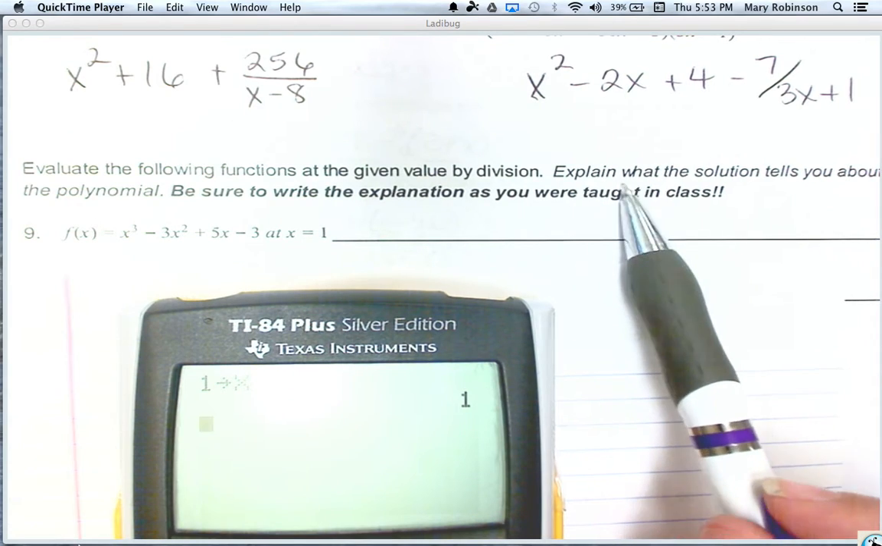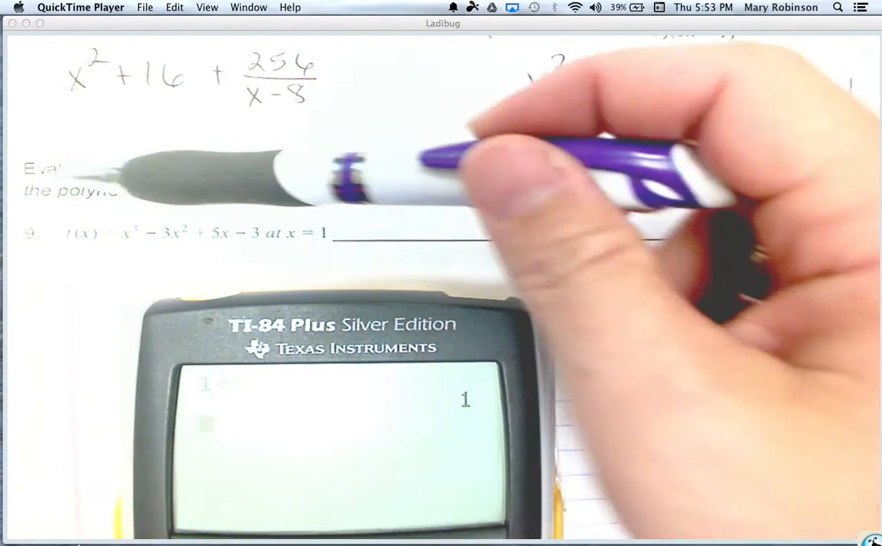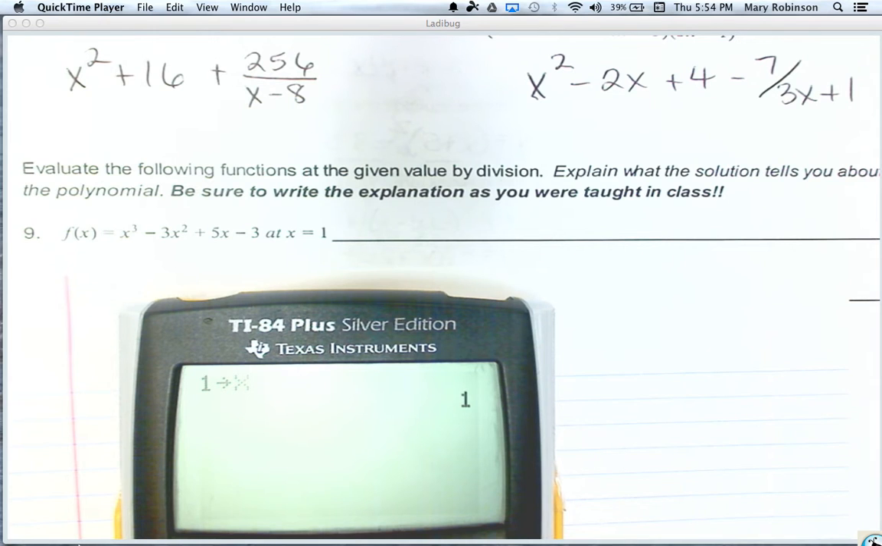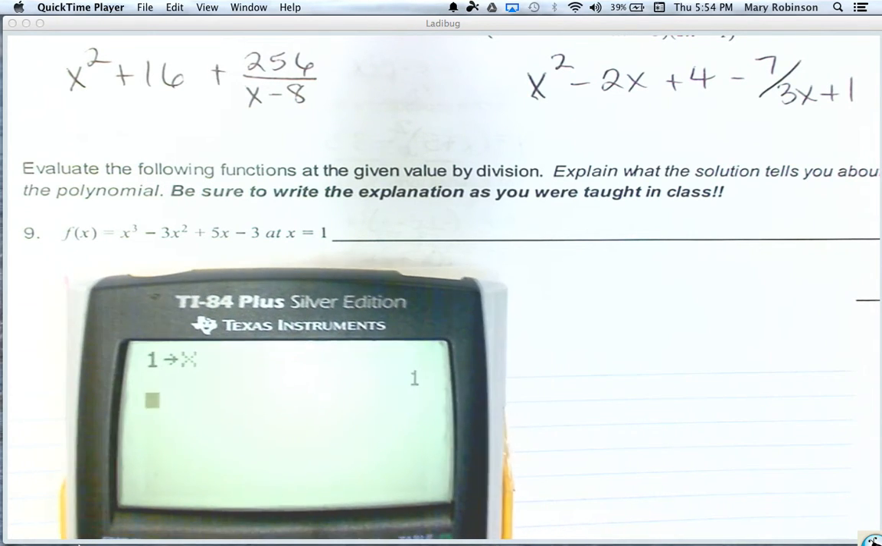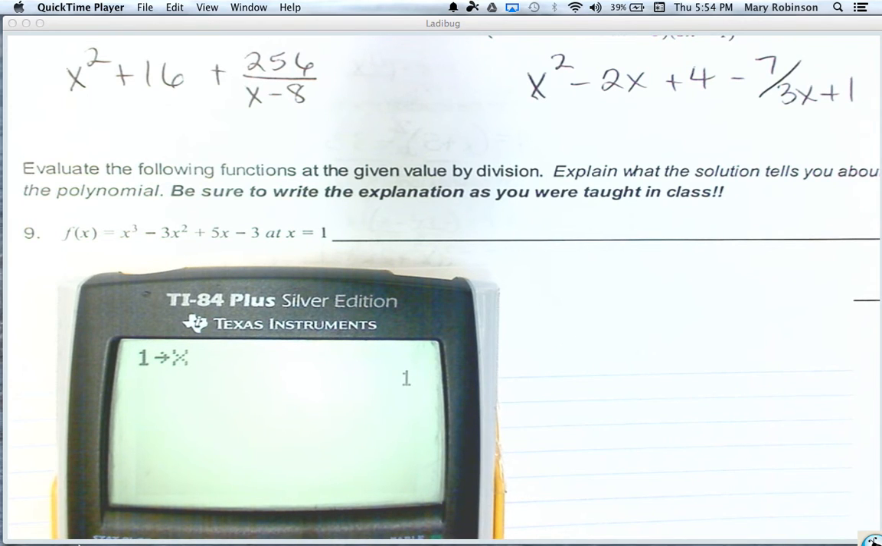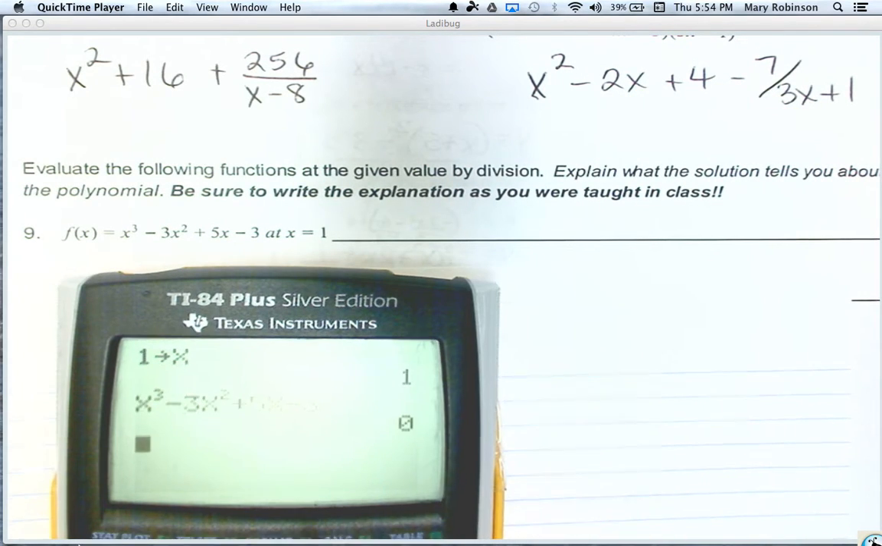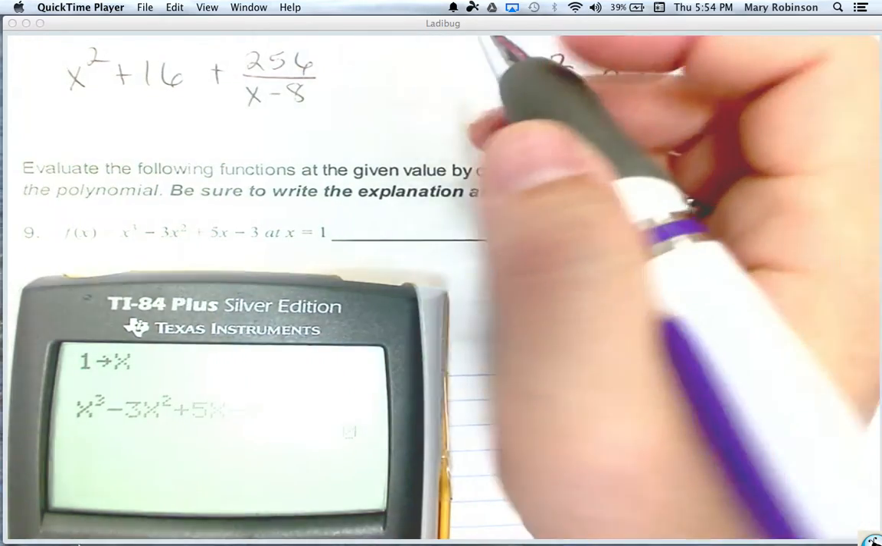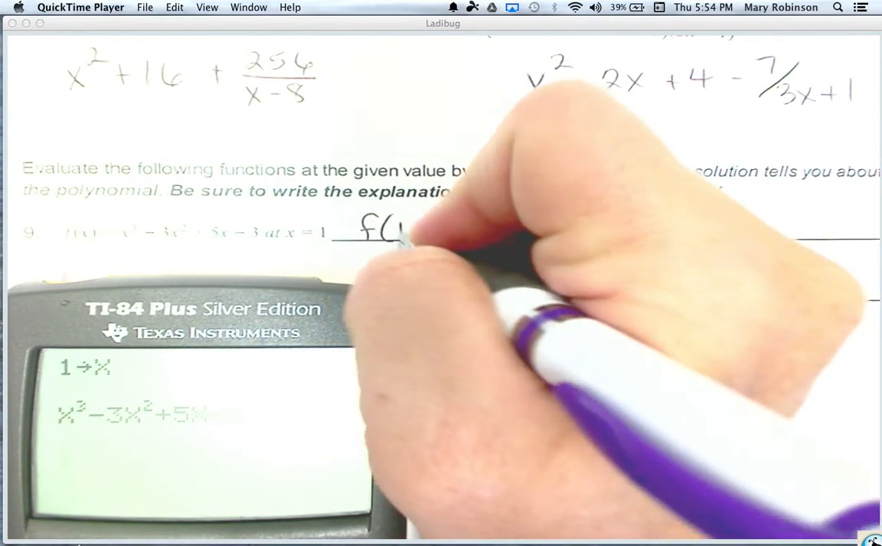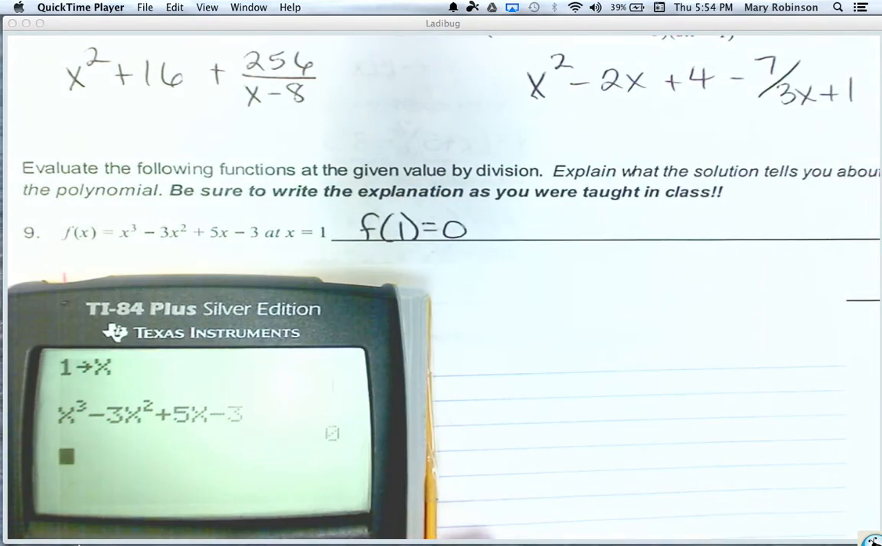By the way, it also says to explain what the solution tells you about the polynomial, and be sure to write the explanation as you were taught in class, and that's as it relates to the factor theorem. So if we store 1 as x and then evaluate the function by typing in x to the third minus 3x squared plus 5x minus 3, always look back to make sure you typed it in correctly, we get 0. So that means that f of 1 equals 0.